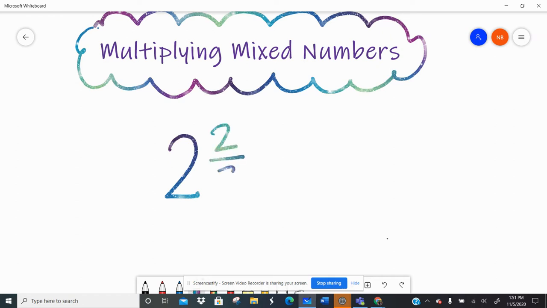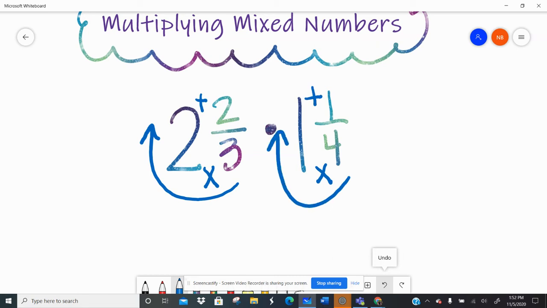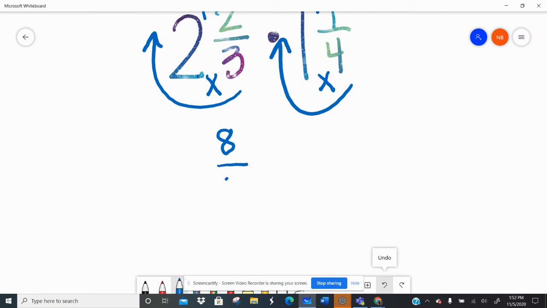Let's do 2 and 2/3 times 1 and 1/4. Well, remember, when we're multiplying fractions, we want a fraction and a fraction. These are mixed numbers. So I'm going to change these mixed numbers to improper fractions. Remember, when I do that, I'm going to multiply the bottom, add the top, and work my way around. So let's start. 3 times 2 is 6, plus 2 is 8, and that denominator stays the same. 4 times 1 is 4, plus 1 is 5, and that denominator stays the same.